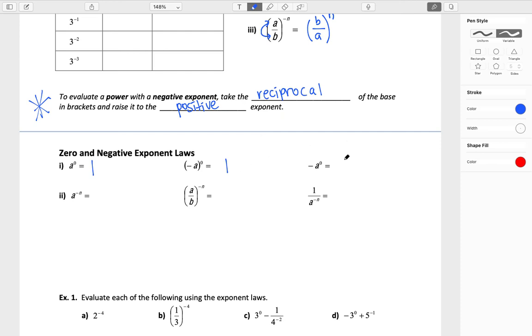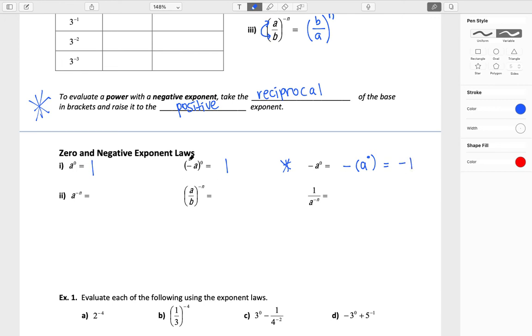But over here, this is different. There's no bracket here. So the 0 doesn't apply to the negative as well. So what this really means is that if there's no bracket here, the negative only applies to a to the 0, because the 0 is only beside a. So a to the 0 is 1. So my final answer is negative 1.